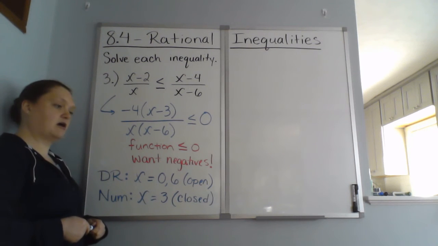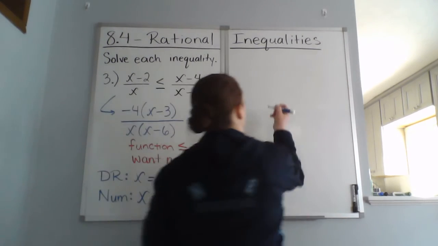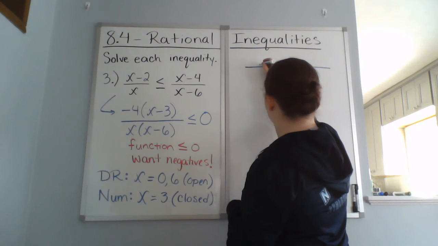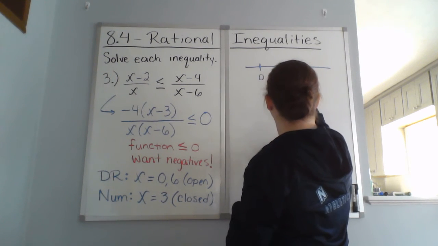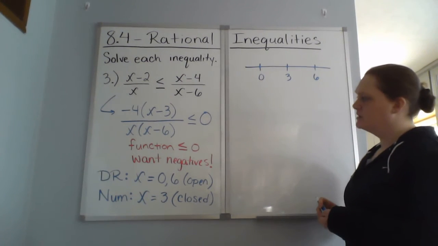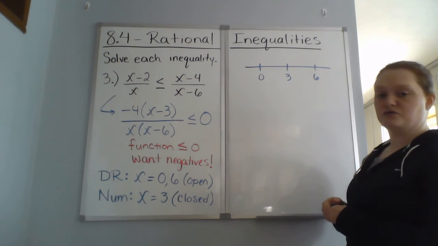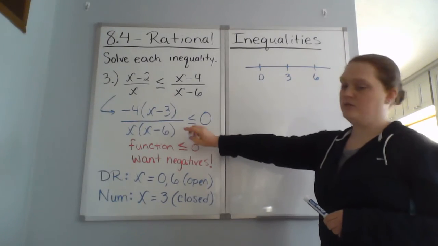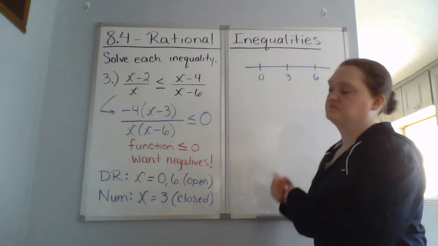All right, we're ready to make our number line, test values, and write our intervals. Here we go. So we've got 3 numbers to work with: 0, 3, and 6. Nice easy numbers to work with. All positives, that's helpful. And now we want to start testing values. Remember, we're going to test them into the factored form. That'll be the easiest place to go. And then we can just focus on positives and negatives.